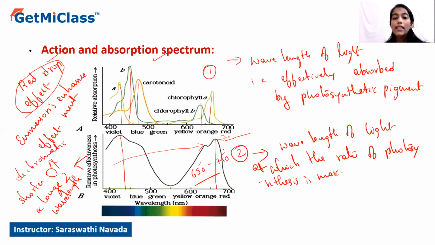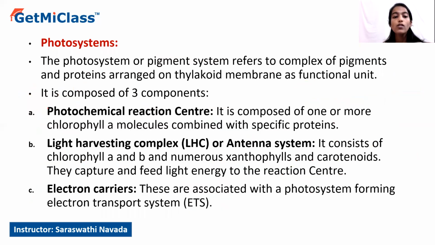This Emerson's enhancement effect gives an idea of the photosystems in plants. Plants undergoing photosynthesis have two different photosystems. One can absorb the shorter wavelength of light and one can absorb the longer wavelength of light. When these two function together, the rate of photosynthesis will be maximum. That concept has been explained by Emerson's enhancement effect. And what are those photosystems and their components? We'll see one by one.